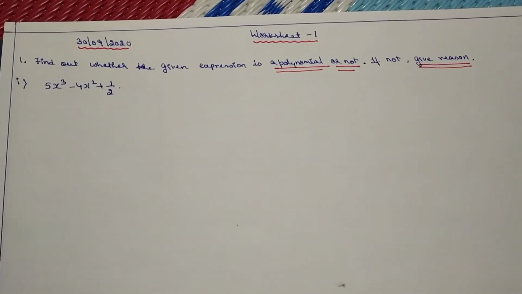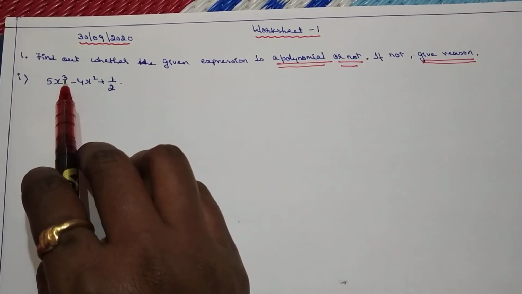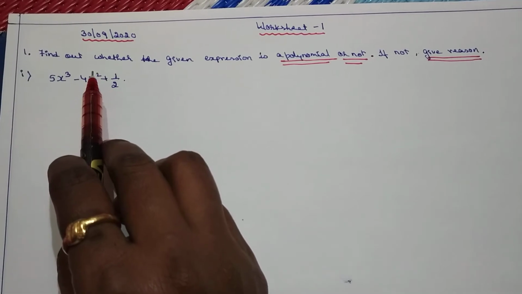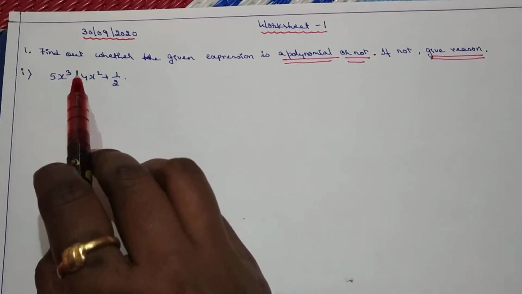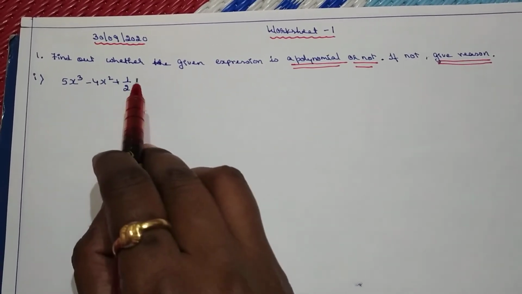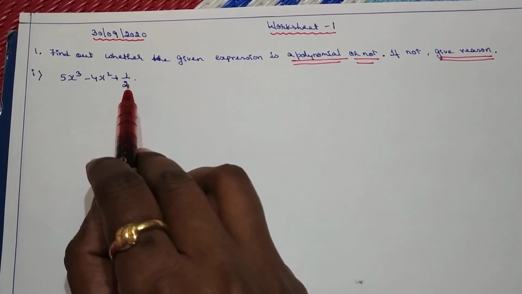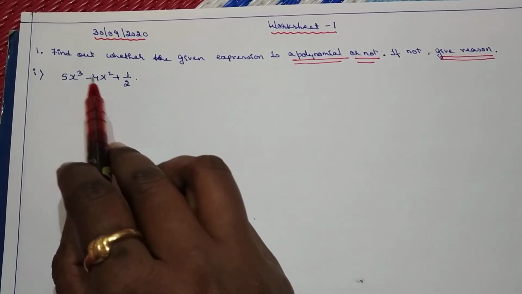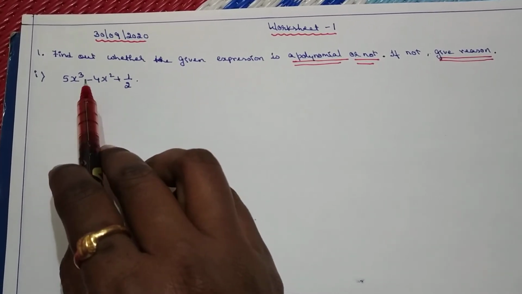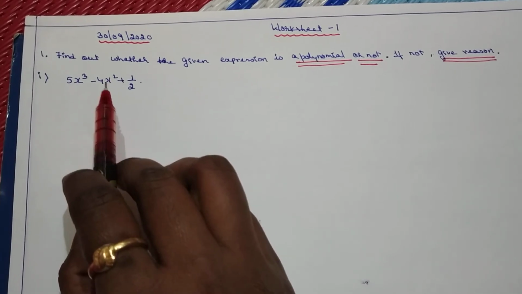Powers of the variable. What is the power of the variable here? 3. Is it a non-negative integer? Yes. Here what is the power of the variable? 2. Is it a non-negative integer? Non-negative integer means it should be a positive number, children. Yes. Then this expression is a polynomial. Don't get confused with the constant. For a polynomial, the power of the variable should be a non-negative integer. Then the expression is a polynomial. Yes, the given question is a polynomial.